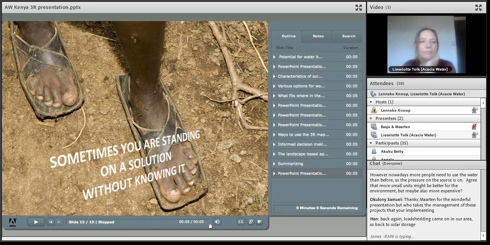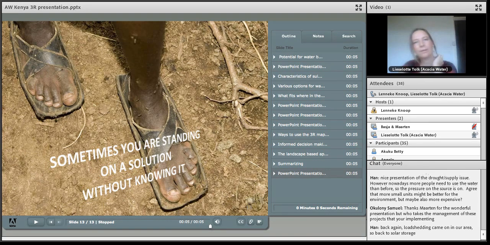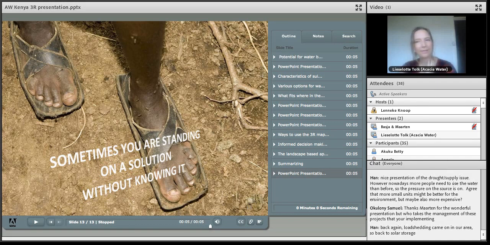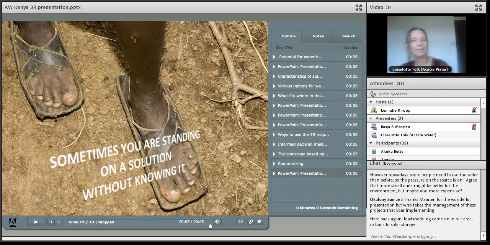So what fits where in the landscape, our infographic? So that's what I just explained, that for all those different techniques, you need to find a place in the landscape where it really fits. So let's go to the next slide. Now you see, it depends on the landscape characteristics, isn't it? Okay, correct.